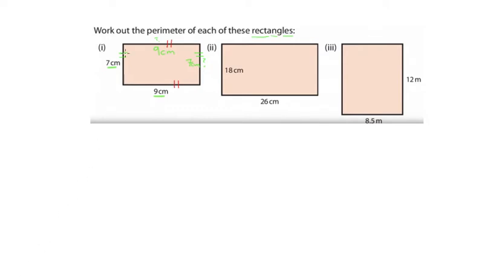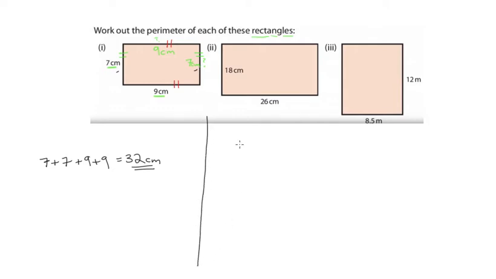So we add up all four sides. We have two sides that are 7 centimeters long, this one and this one. And then we have two sides that are 9 centimeters long, this one and this one. So 7 plus 7 is 14, plus 9 is 23, plus another 9 is 32. I've done that in my head. Hopefully I did it right. And then centimeters, cm. So we've added all four sides together to give us 32 centimeters, and that is our answer. Hopefully you got that right.